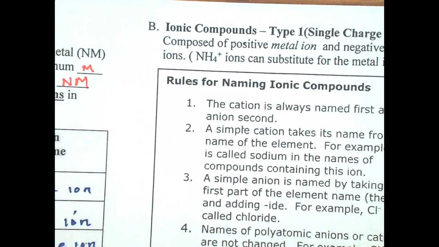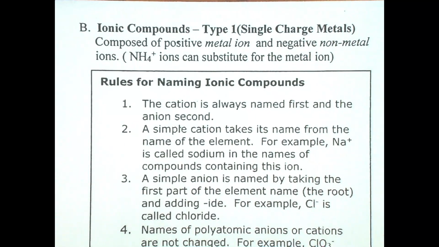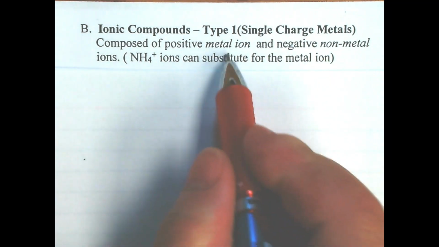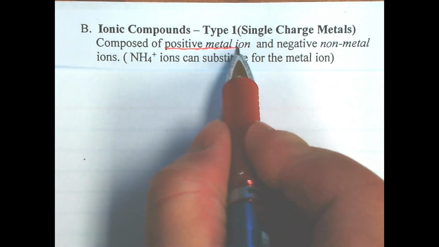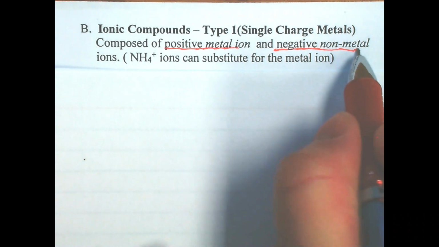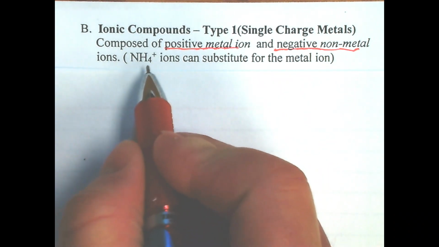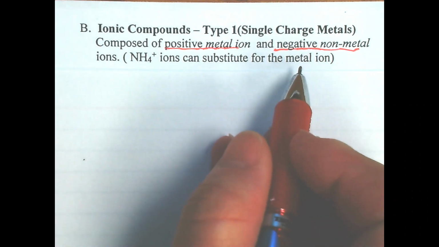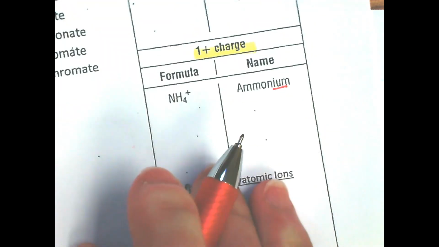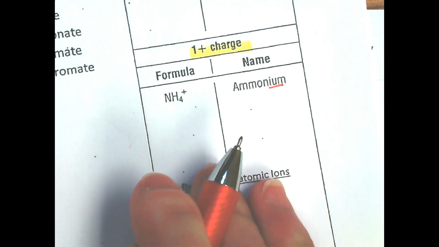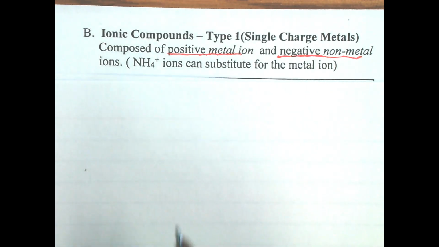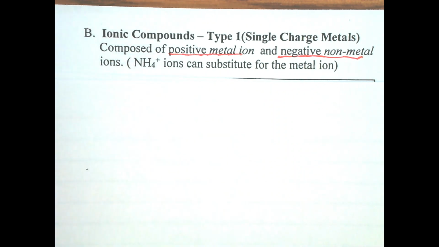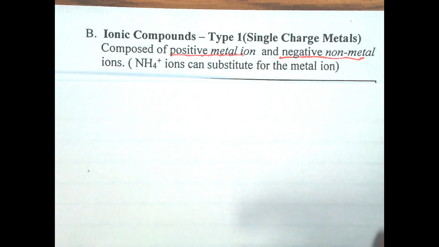Electrons are going to be transferred, gained, and lost. Something's going to become positive, something's going to become negative. So they are composed of the positive metal ion and the negative non-metal ion. Notice that the ammonium polyatomic ion can substitute for the metal. So that's the only positive polyatomic ion you have, ammonium. And since metals are positive, you'll always have a metal in front unless you see this group, and then you're going to recognize that as your cation.